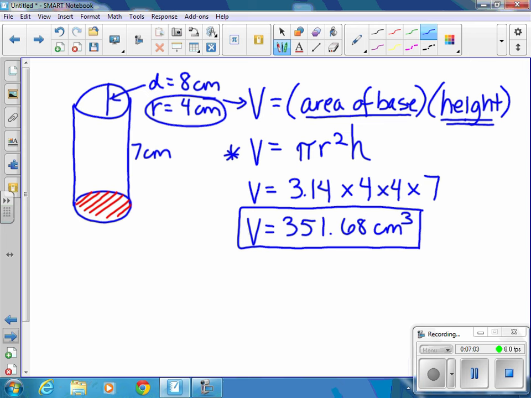So again, I use the same basic formula to start with right here. This one here will tell me how to proceed, because I know how to find the area of a circle. That's the base, and I'm multiplying it by the height of the prism.